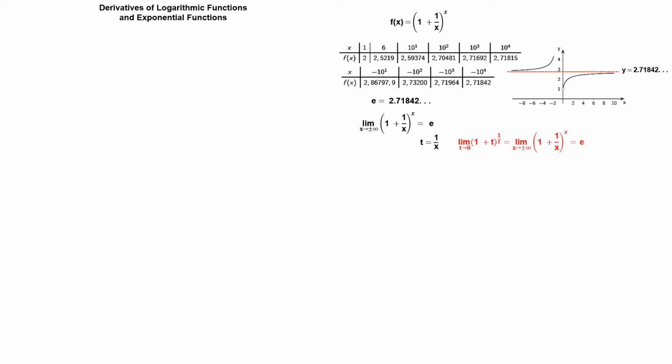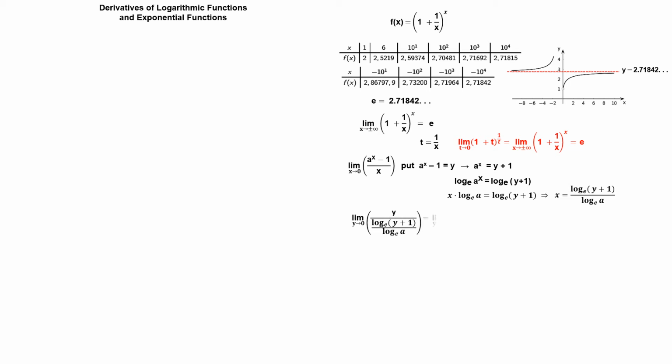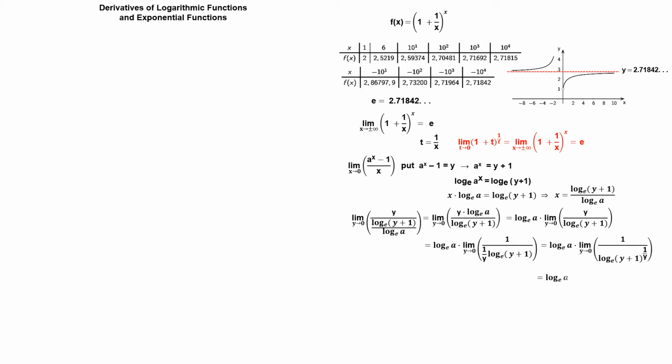Now let's evaluate another important limit. We make the substitution, and we can see that as x approaches 0, y approaches 0 as well. We use the natural logarithm and make algebraic manipulations to solve for x. We rewrite the limit as follows. We can use the limit above to show that this last limit is equal to the natural logarithm of a. We are now ready to find the derivatives of exponential and logarithmic functions.